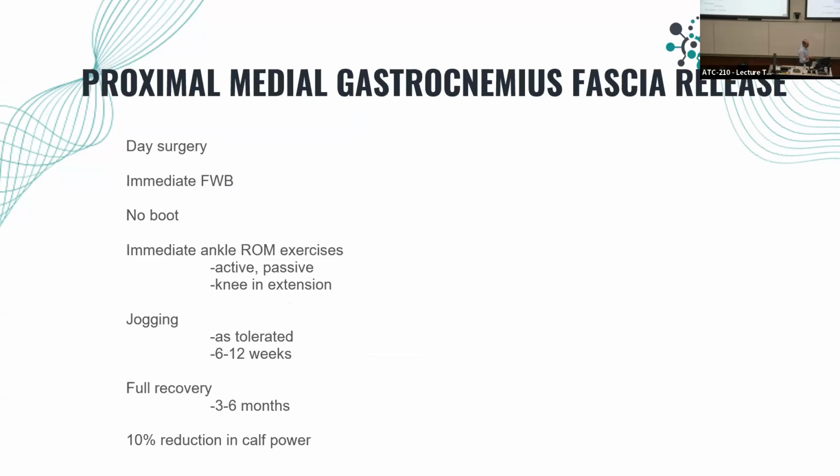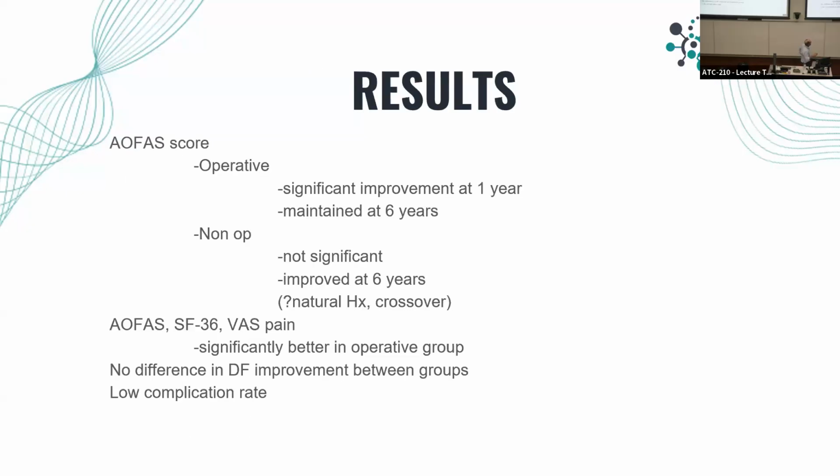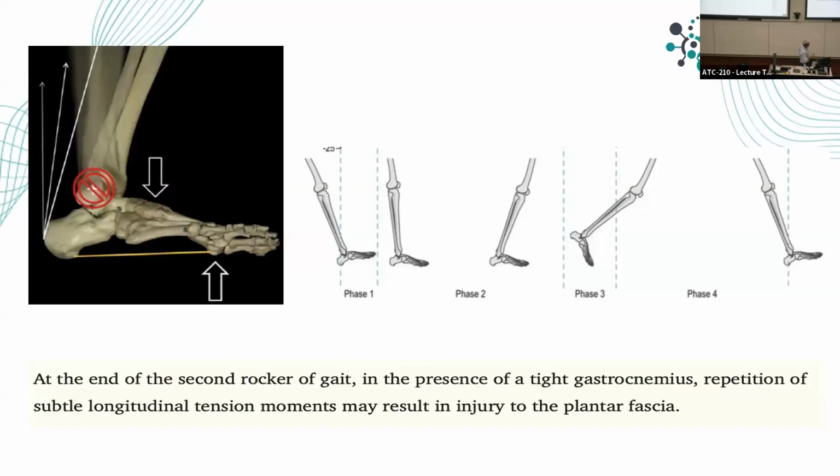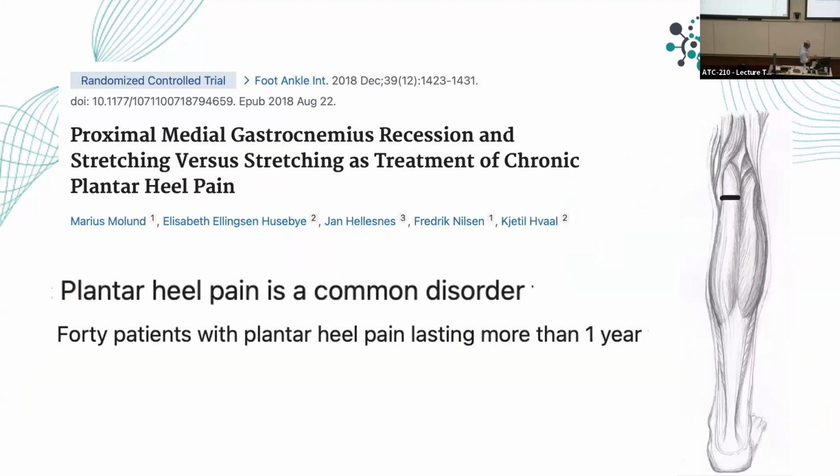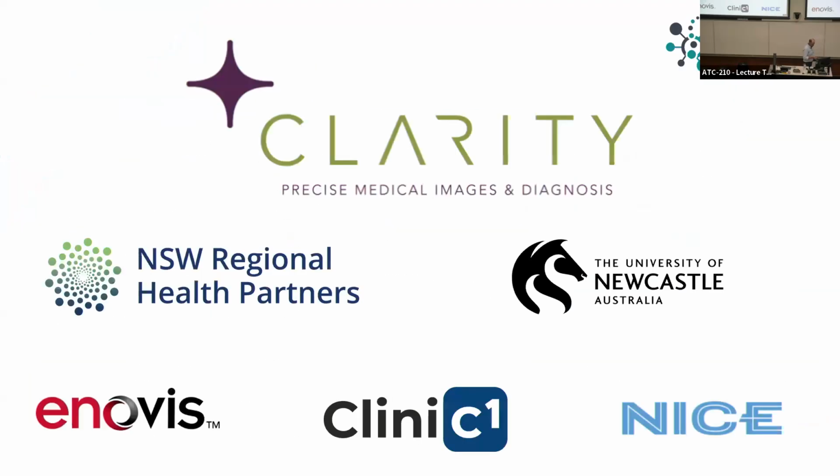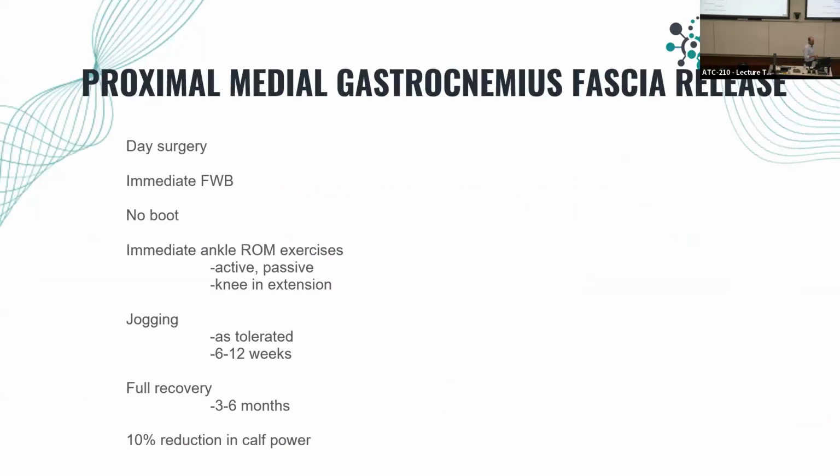So just in terms of the proximal medial gastrocnemius fascia release, which I didn't actually point out, that changed my practice. I went from doing a mid-substance or mid-calf fascia release to a medial gastroc fascia release. It's day surgery, immediate full weight bearing, no boot. They start immediate ankle range of motion exercises, which are essentially stretches with the knee in extension. I let them jog as soon as they can after 6 weeks. Full recovery is 3 to 6 months, probably best case scenario, a bit longer than that, and only a 10% reduction in calf power, essentially.